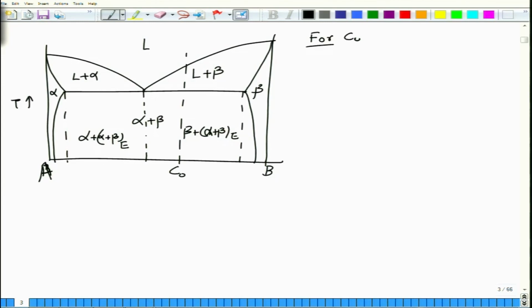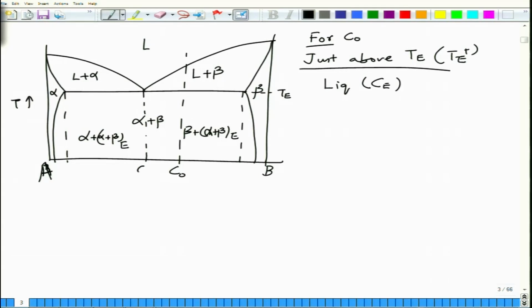For C naught, just above TE, that is the eutectic temperature. So, this is TE. Just above TE, what are the phases present? Phases are liquid of composition CE. So, this is CE, this is C beta, and this is C alpha. Let us say C alpha E and C beta E. Okay. So, liquid of composition CE and beta of composition C beta E. Okay, these are the two phases present.